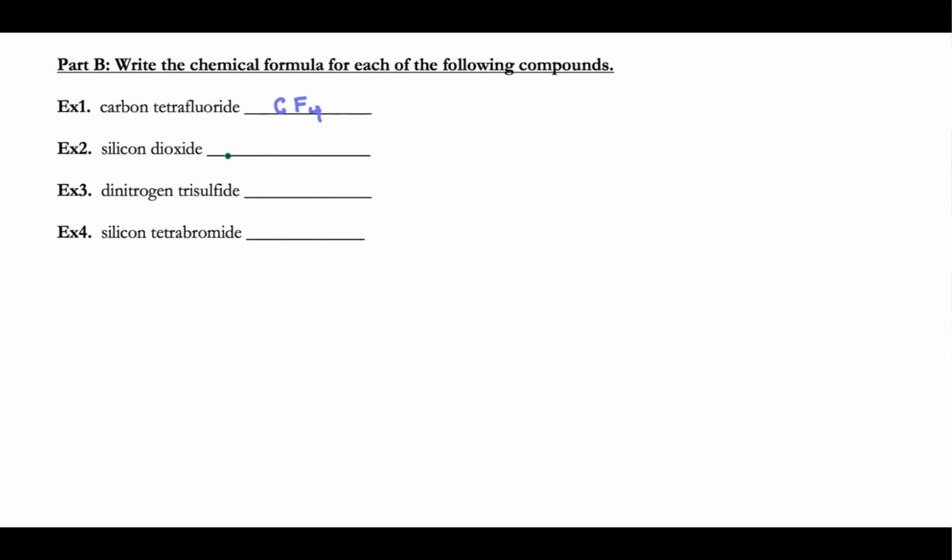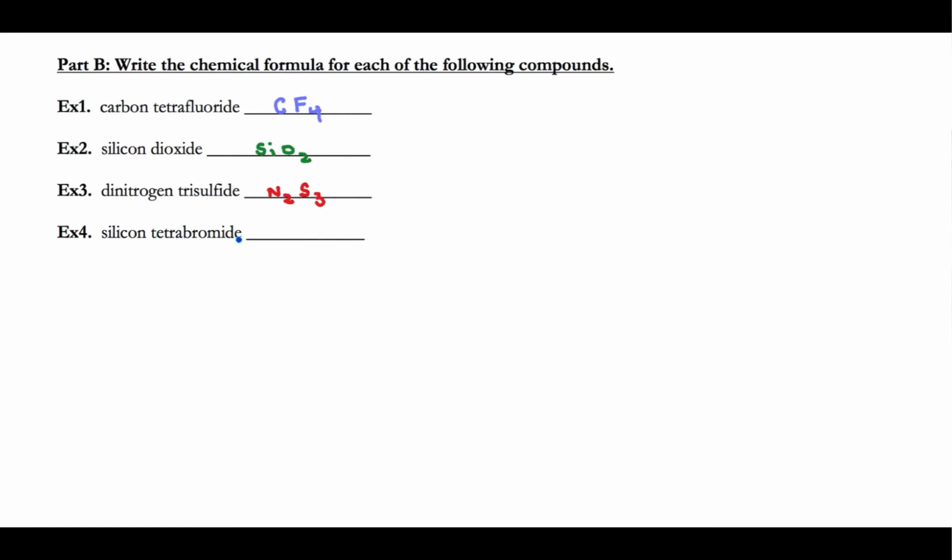For the next one, silicon dioxide. I have 1 silicon, Si, and I have 2 oxygens, O2. Okay. For the next one, dinitrogen trisulfide. I have 2 nitrogens, so N2. Trisulfide tells me I have 3 sulfurs, and that's my formula.